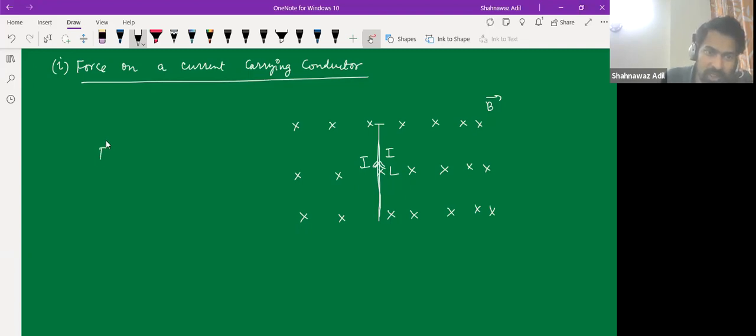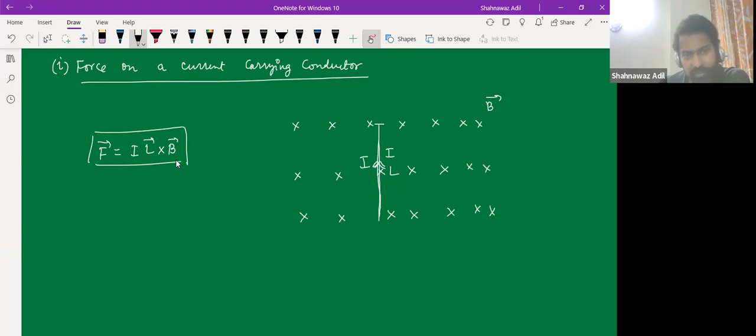That is related as I L cross B. And if we write the magnitude part, that is I L B sine theta, where theta is the angle between the current direction, this length, and the magnetic field. So that is the force.